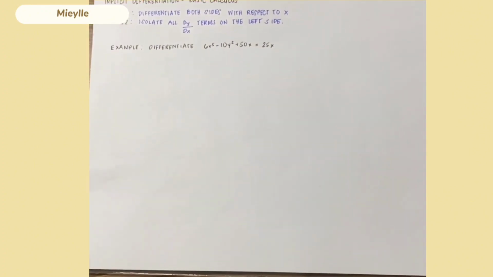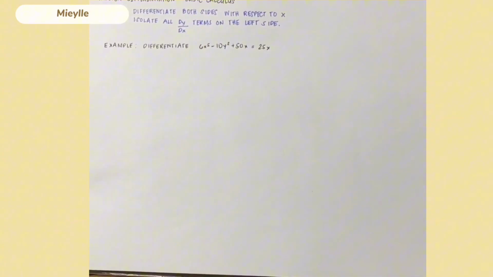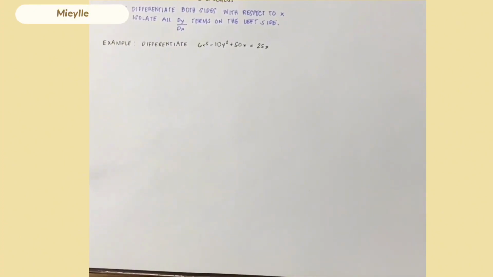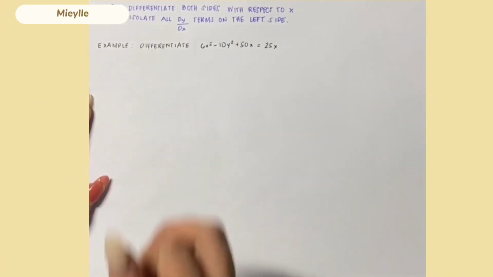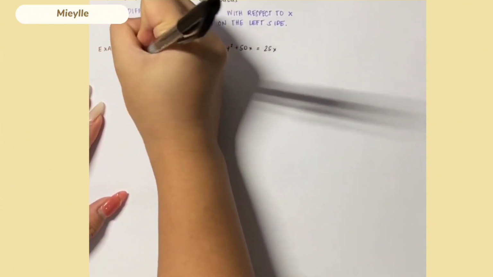In this function, we have two variables on the left side, since we have to isolate, we have to involve variables. To get all the derivatives, we have to do it one by one. Okay, so for our example, differentiate 6x raised to the 5th power minus 10y squared plus 5x equals 25x. Okay, now let's start solving the example.